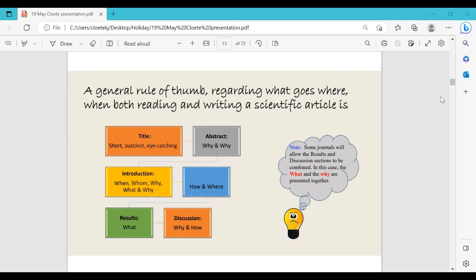Remember, even when you read titles in journals, you need to see how they are written. How do researchers compile their titles, so that you can also learn how to compile effective titles. The abstract will tell you why the study was done and some of the main findings and conclusions of the research. When you look at the introduction, you will get an idea of when the study was done, who did it, why they did it, how they did it, what they actually did, and where they did it.